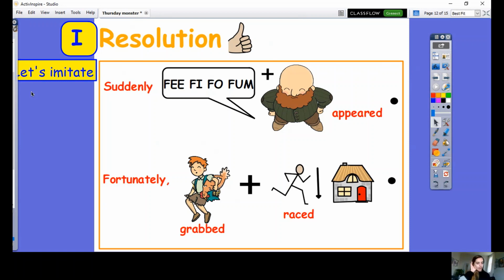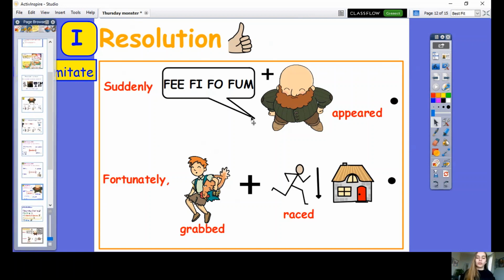Suddenly, he heard fee, fi, fo, fum, and a huge, terrifying giant appeared. Full stop. Fortunately, clever Jack grabbed the expensive hen and raced back down to his house. Full stop. So the first sentence is all about seeing that giant.